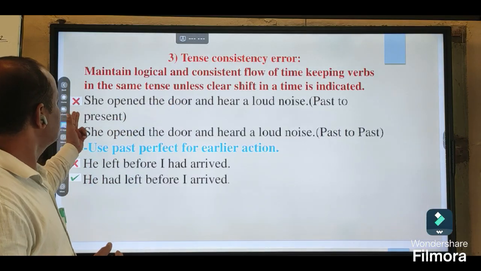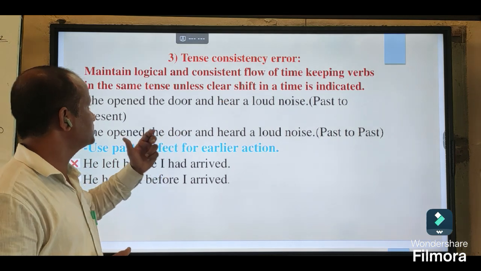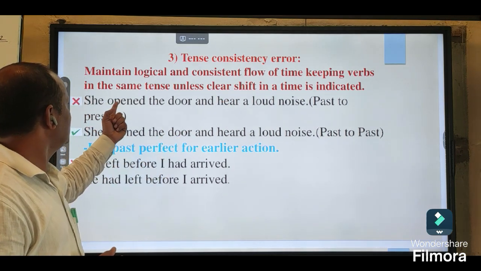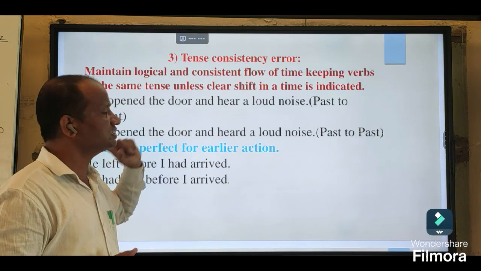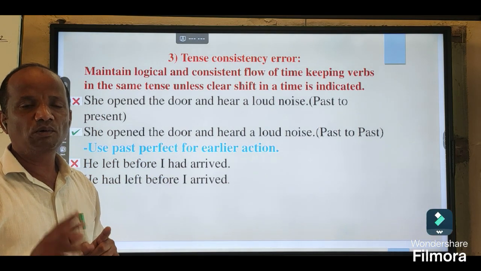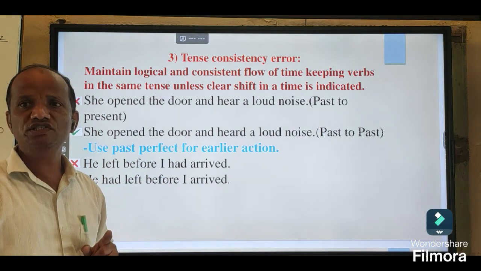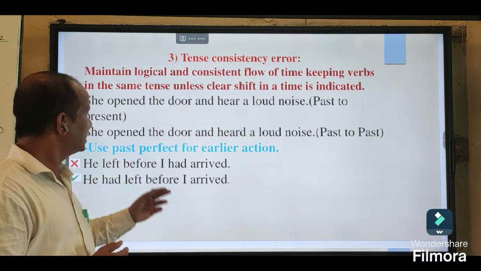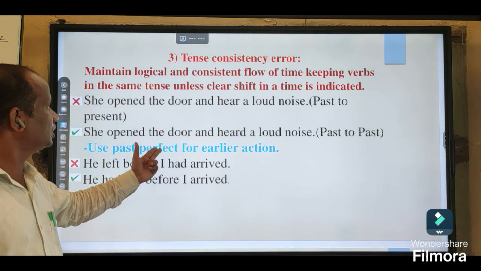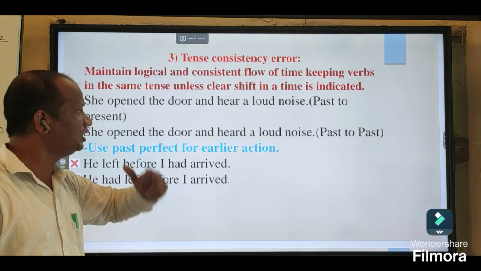For example, she opened the door and hears a loud noise. In these two clauses, in the earlier part, there is use of simple past. In the second one, there is simple present. Our rule says that in both of the clauses, we have to use the same tense. So the correct statement will be: she opened the door and heard a loud noise.